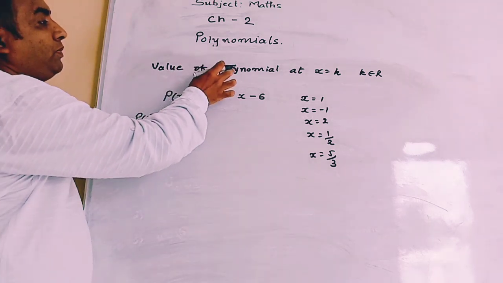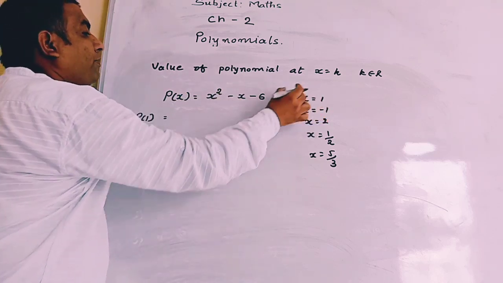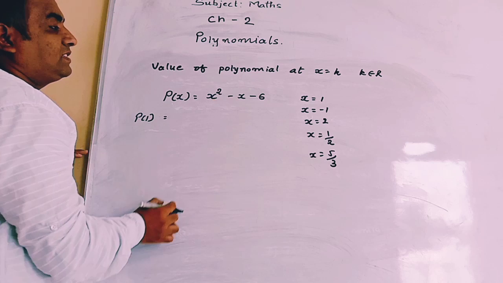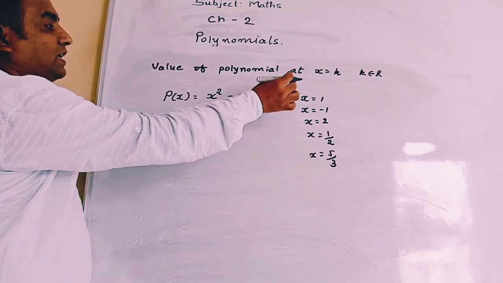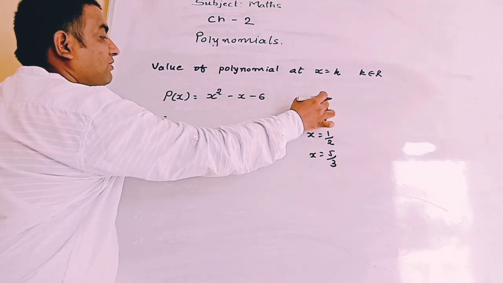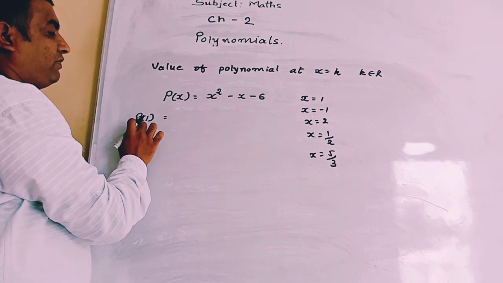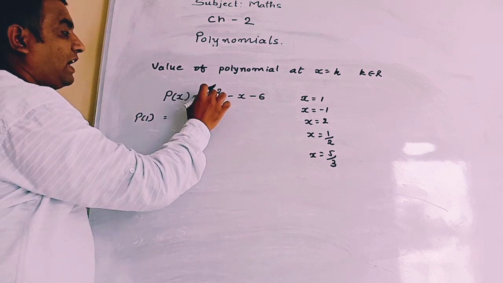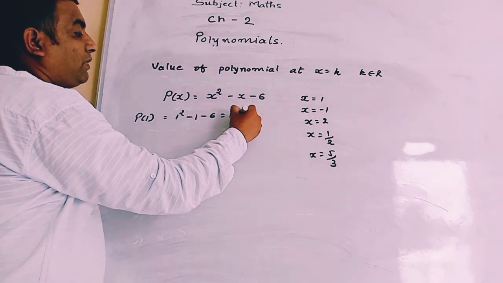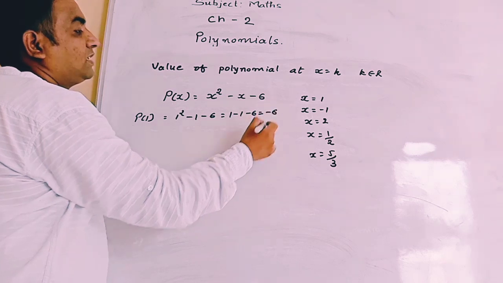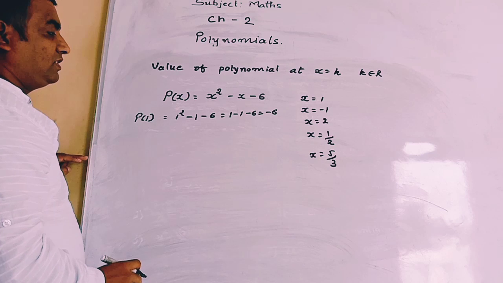the value of the polynomial at x equals k means the variable x is replaced by the given number, and whatever answer we get is called the value of the polynomial. For example, x equals 1. In this polynomial, x is replaced by 1, so wherever x is there, we write 1. So 1 square minus 1 minus 6, which is 1 minus 1 minus 6, so minus 6. So minus 6 is the value of p(x) at x equals 1.